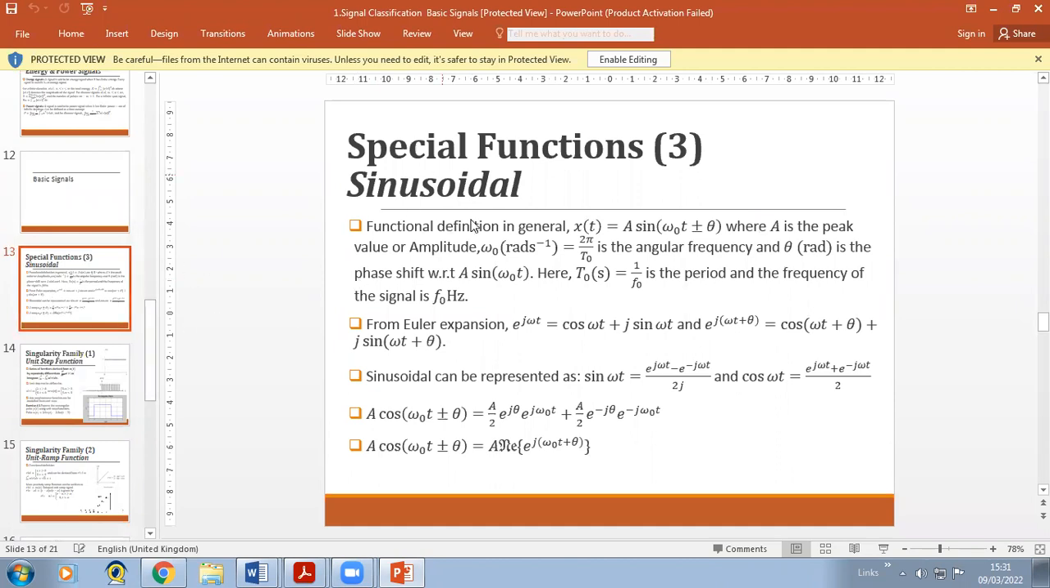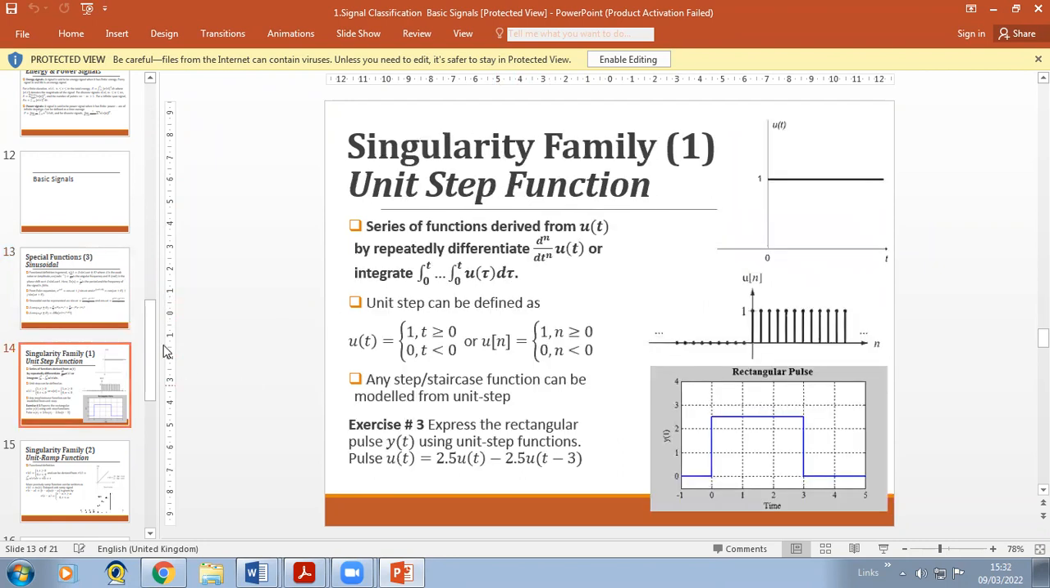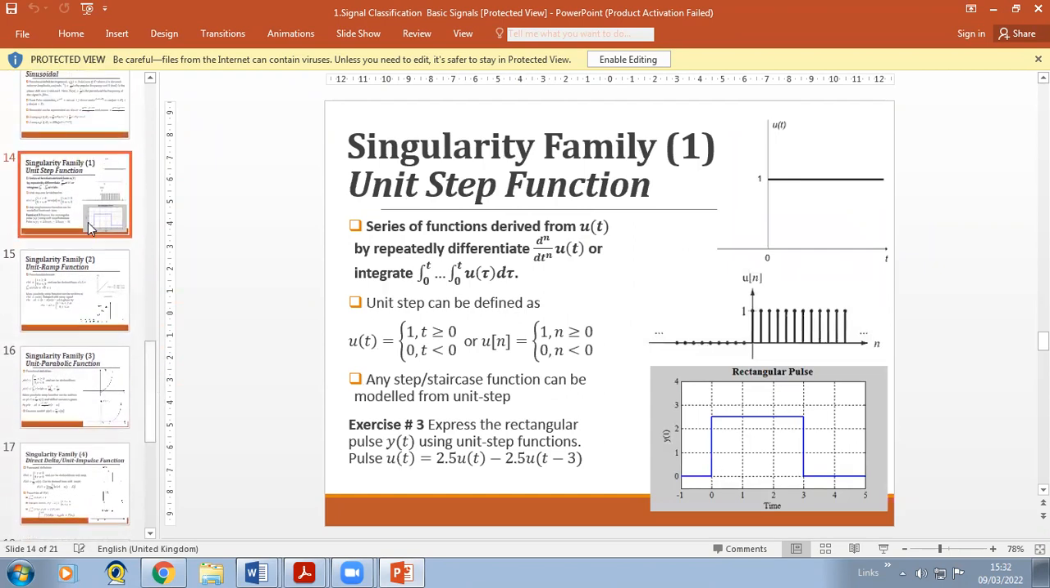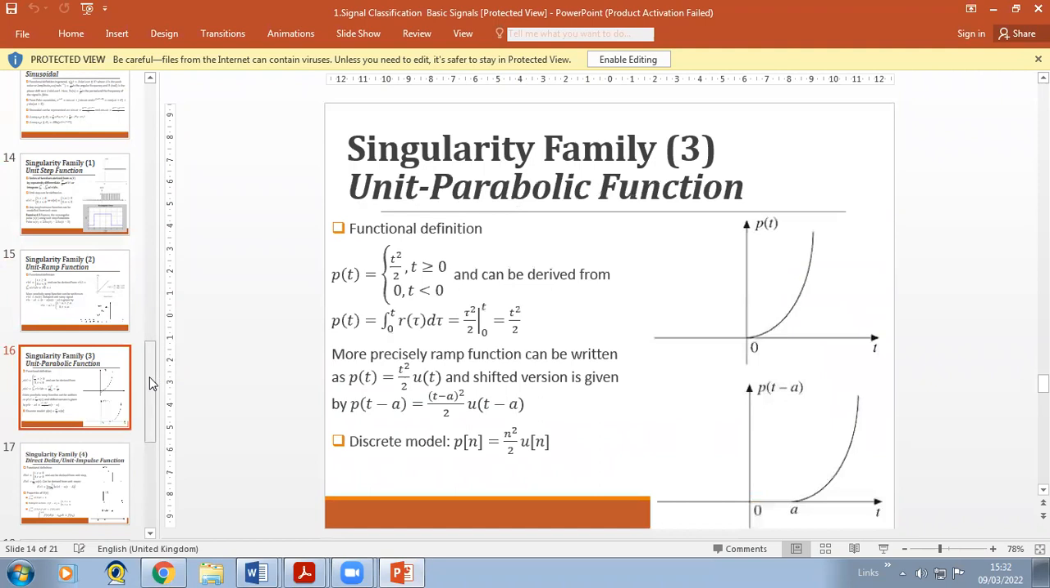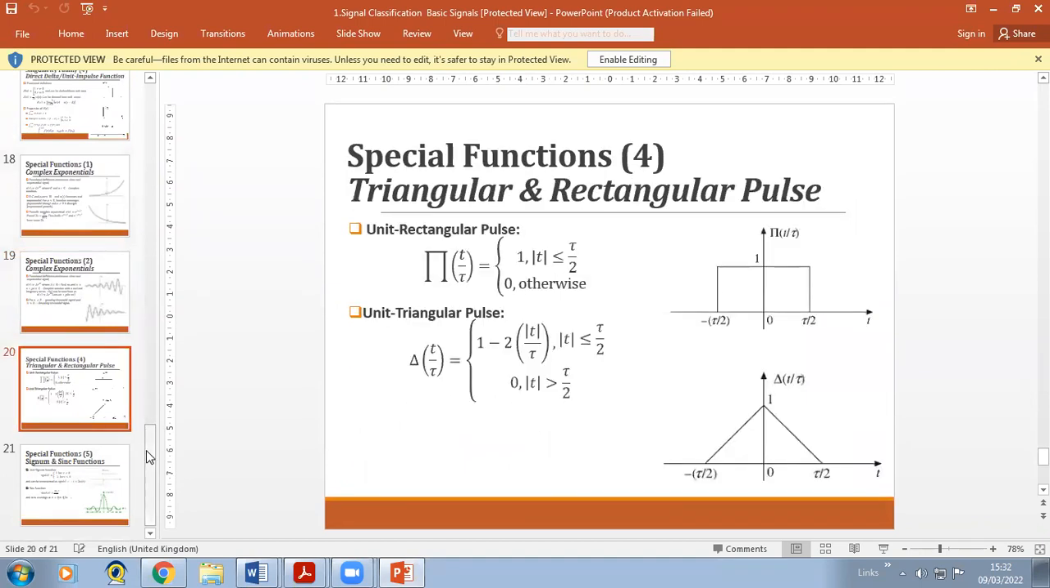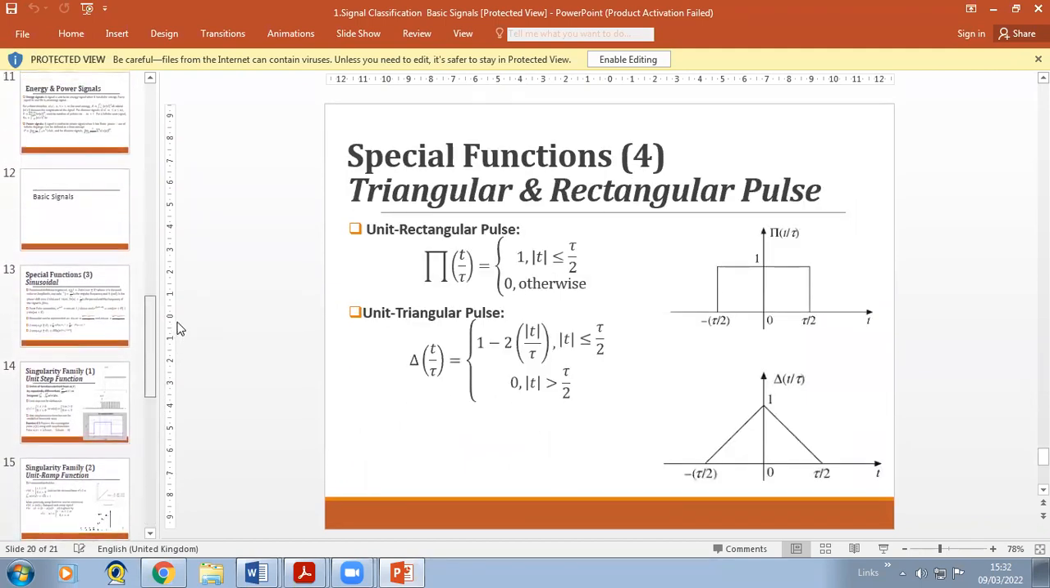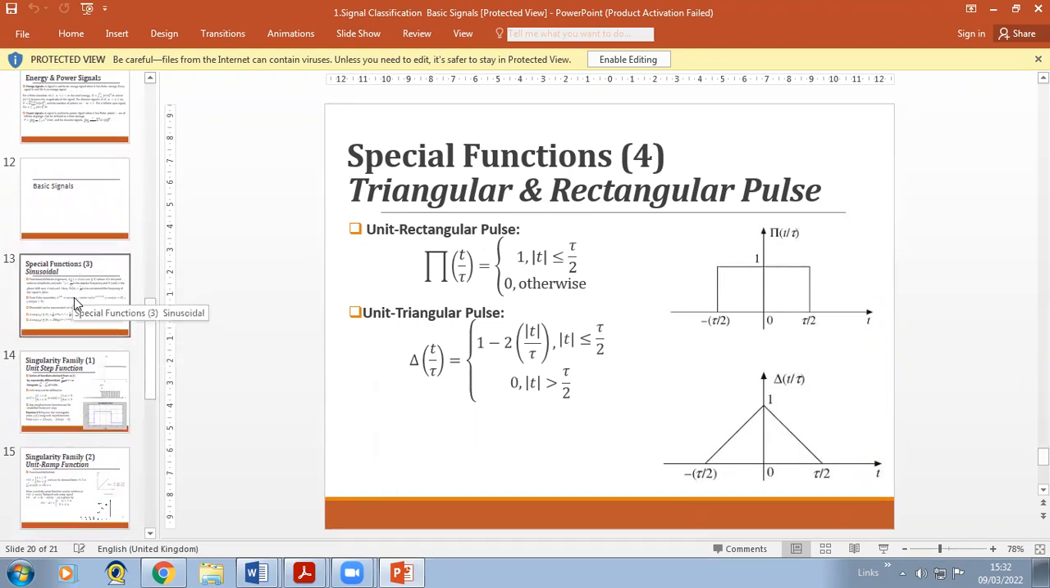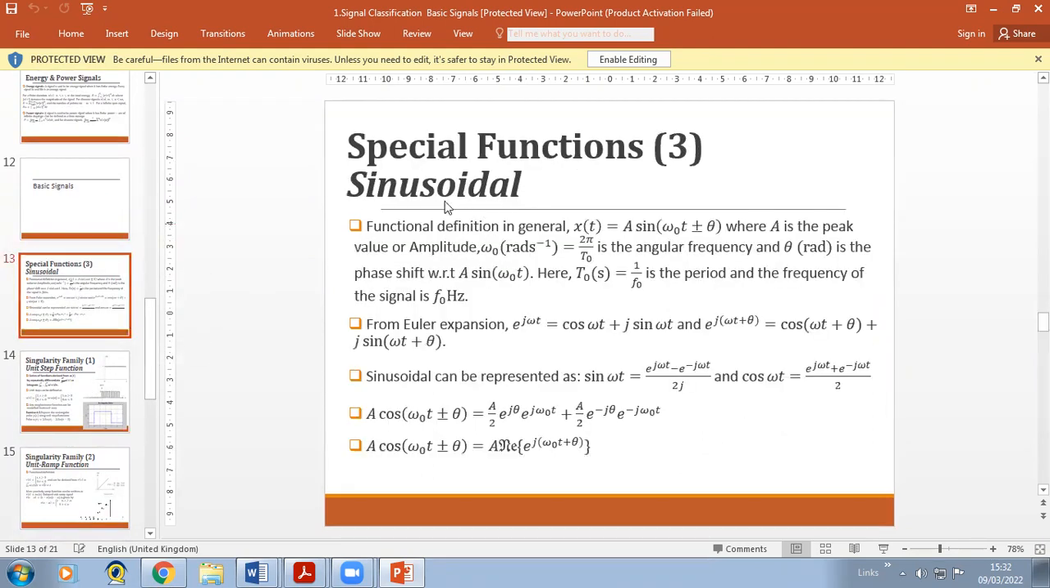Here we are going to talk about the basic signals. One of the basic signals is the sinusoidal signal. Already I have discussed it, so you can go through that video, watch it and try to get the idea. Other things we still have to discuss. We have not discussed this stuff yet. So we have only discussed up to here, up to this special function, the sinusoidal signal.